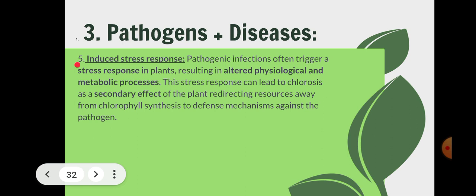The fifth and last one is induced stress response. Pathogen infections often trigger a stress response in plants, which results in altered physiological and metabolic processes. And this stress response can lead to chlorosis as a secondary effect of the plant redirecting resources away from chlorophyll synthesis to the defense mechanisms against the pathogen.